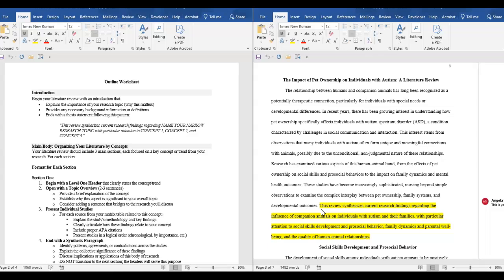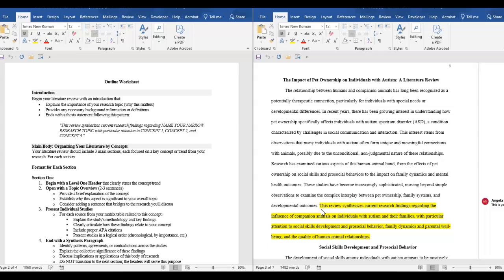Regarding, then you'll say your issue. So in this case, regarding the influence of companion animals on individuals with autism and their families. So that's your topic. With particular attention to social skills development and pro-social behavior. That's your first concept. Family dynamics and parental well-being. That would be your second concept. And the quality of human-animal relationships. Your third concept.